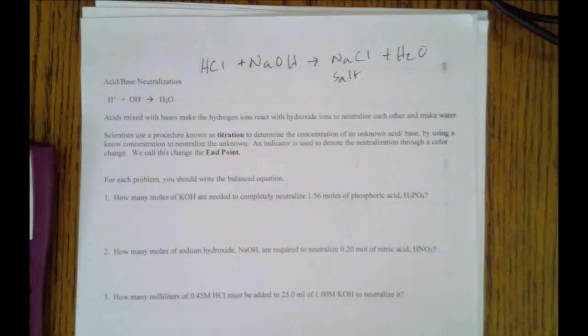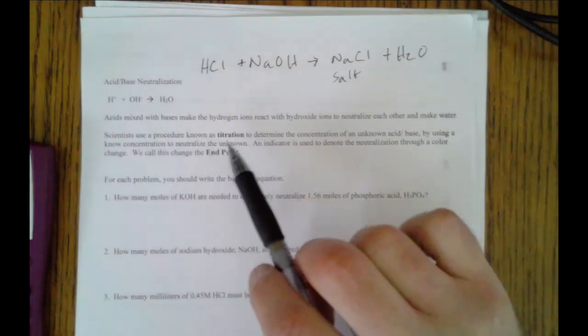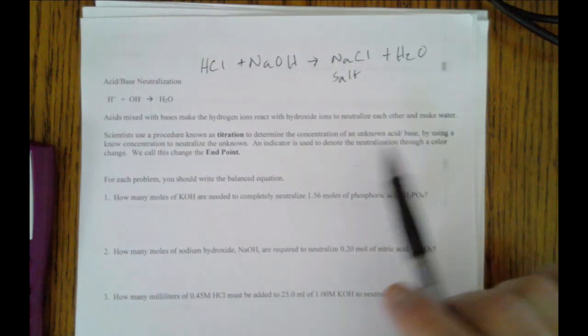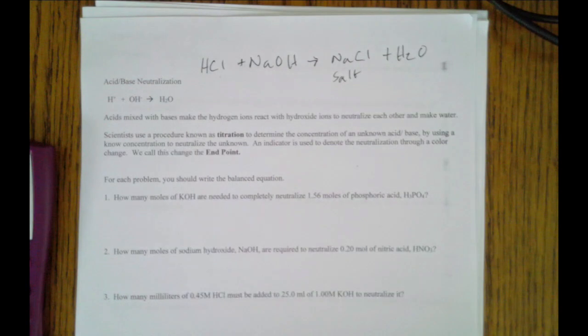This can occur with weak acids and bases as well. They just do it a little bit different. For example, that proton that moves around gets picked up by water, or an OH will pick up a proton or a hydrogen ion from something else, and that neutralization will still occur. And so, as it says here, scientists use a procedure known as titration to determine the concentration of an unknown acid base by using a known concentration. So if you don't know the concentration of one, but you know the concentration of the other, then you can figure out the opposite.